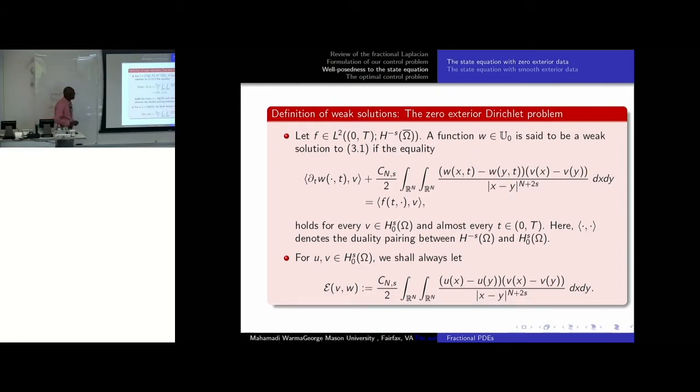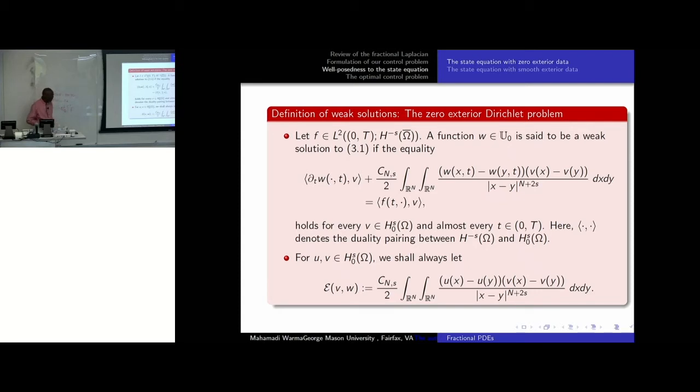Now, if we let f be in L2 of (0,t) with values in the dual, we say a function w in U_0 is a weak solution of 3-1, remember that 3-1 is what we have with f, if we integrate and make the duality map plus the bilinear form equal to the duality map with f. This equality holds for all v in H^s_0 and for almost every t. You don't need to test with functions that depend on t. It's enough to test with functions that do not depend on t. Then if this equality holds, we say that w is a weak solution.